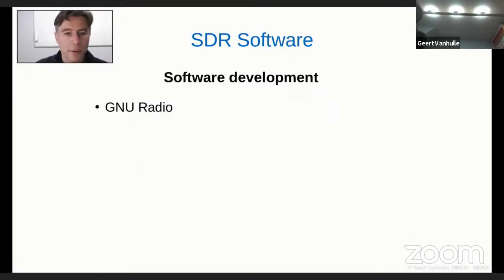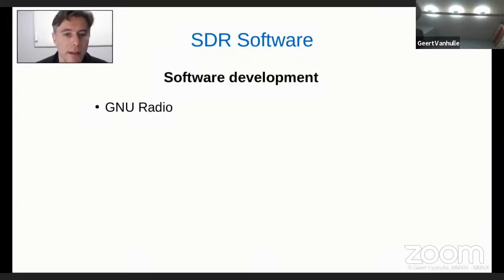Now, if you look at the software part of it, up until now we have discussed how to get the RF signals into the general computing device. We will use software to process these signals afterwards, and we would like to do so in an easy way, of course. Luckily, there's a software platform that has been developed over a lot of years now, I think close to 2 decades, and that is GNU Radio.